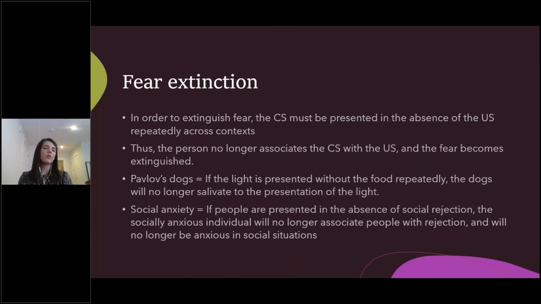So thus, this person no longer would associate the conditioned stimulus with the unconditioned stimulus, and then over time, the fear becomes extinguished. So with the Pavlov's dogs example, if the light is presented or the bell is presented without the food repeatedly, the dogs won't continue to salivate to the presentation of the light or the bell. And with social anxiety, if people are presented in the absence of social rejection, the socially anxious individual won't associate people with rejection and will no longer be anxious in social situations. So this is what we're trying to do here with the inhibitory learning model.